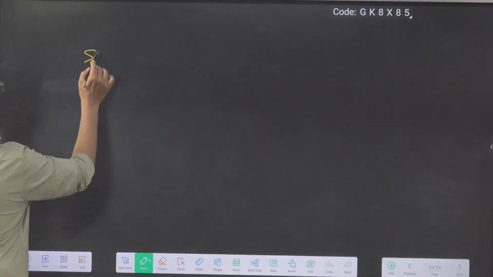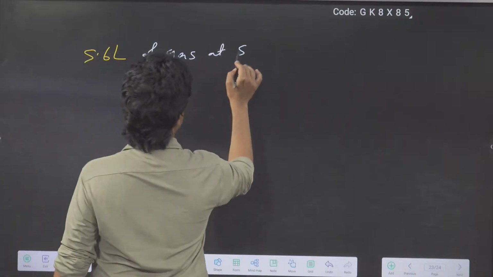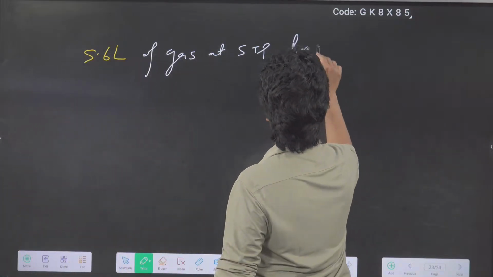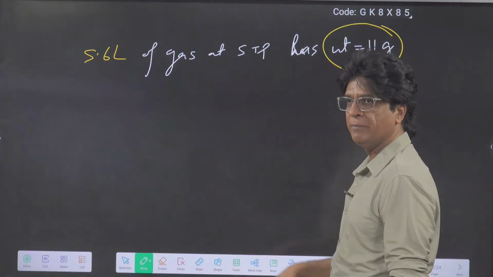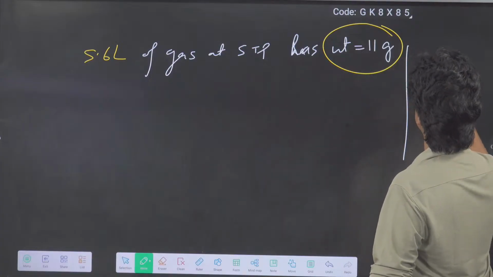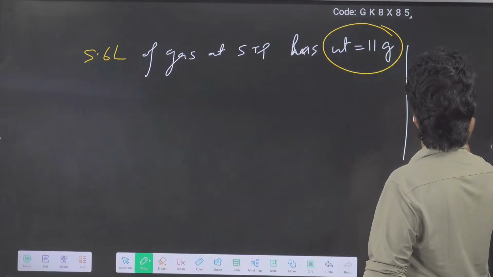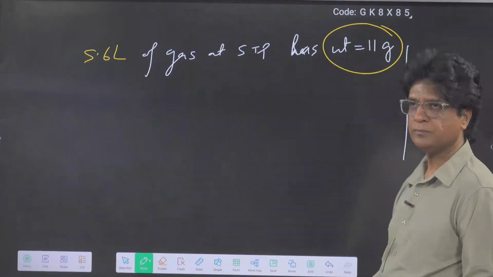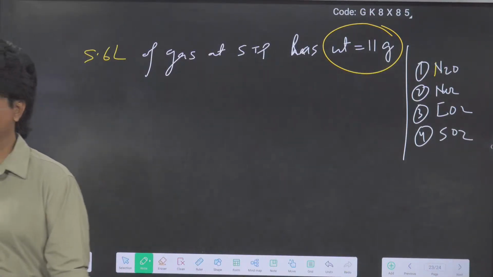So I'm saying 5.6 liter of a gas at STP has weight equal to 11 gram. Identify the gas. First option N2O. Second NO2. Third one CO2. And fourth one, say SO2. Come on.